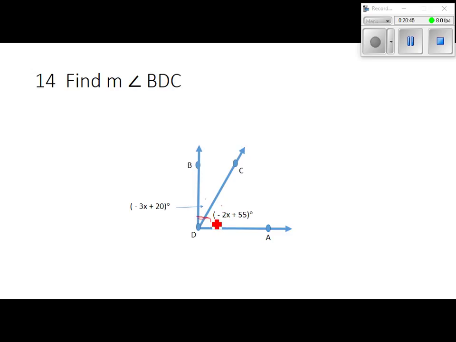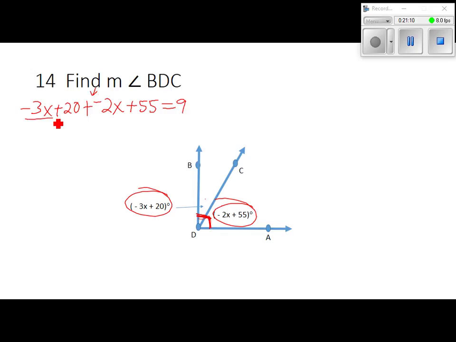Number 14. Sort of the same idea on 14, except this time these two angles don't add up to 180. They add up to this box right here, which tells us 90. So negative 3x plus 20 plus, that's this angle, plus the other angle, and again, it's a negative 2, so I messed that up. Negative 2x plus 55 equals 90. Doesn't really matter, I have a positive and a negative together. It makes really no difference because I'm getting ready to collect these like terms anyway.